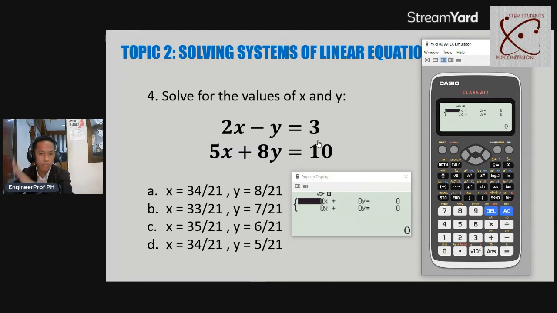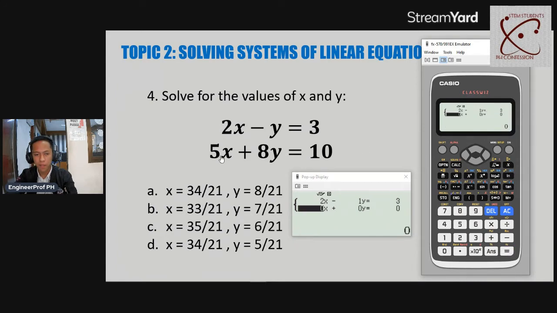So, here, nasa labas, guys, yung constant. Okay? There are times kasi na nasa loob, depende sa placement ng mga expression. Okay? For this first equation, you have here 2x minus y equals 3. So, yung coefficient ni x is 2. So, press 2 equals. Then, for the coefficient of y in the first equation, that is negative 1. So, that is minus y. So, negative 1. Okay. So, for the constant, that is 3. So, press lang natin si 3.